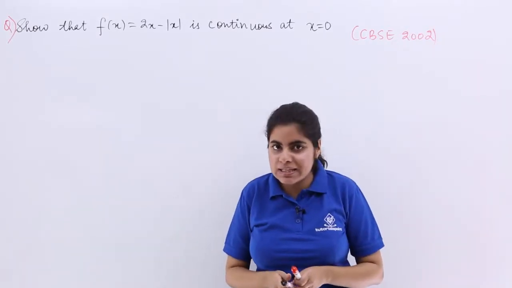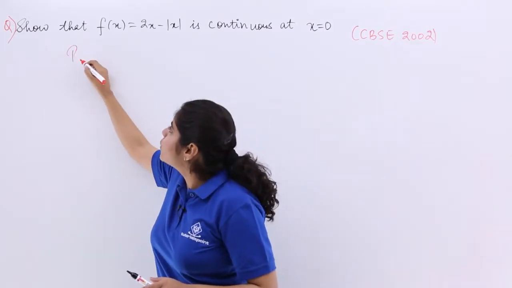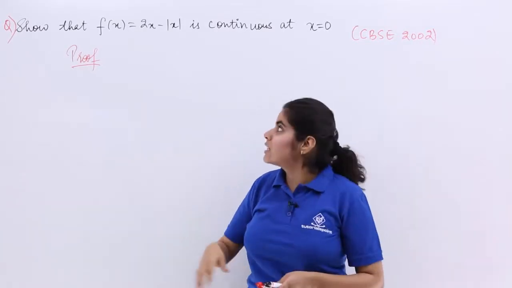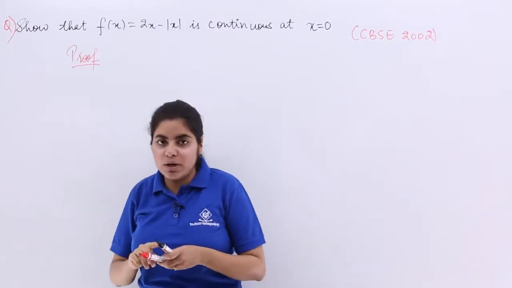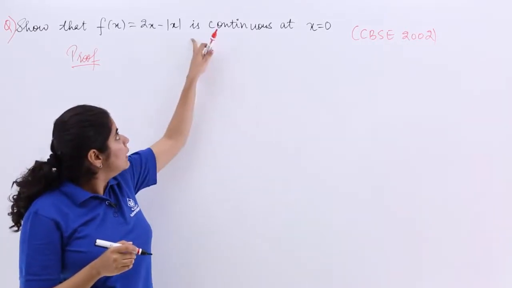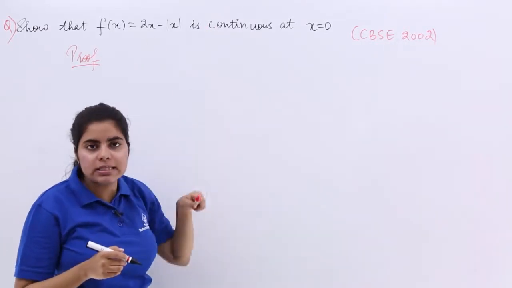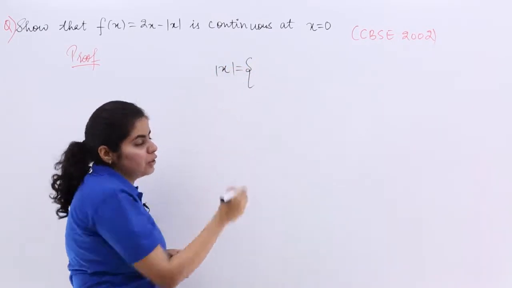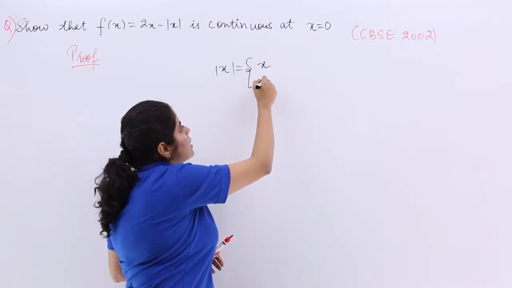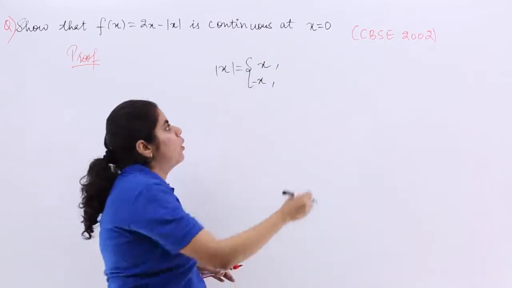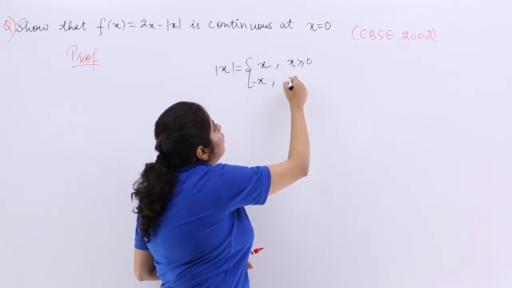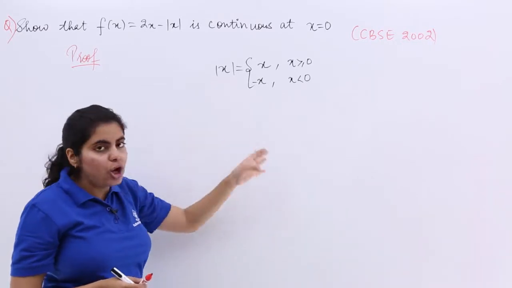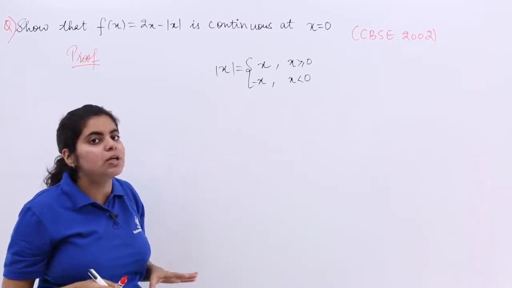So I will not write the heading as solution, rather I will write the heading as proof, because this is a proof question and not a solution question. The function is given to me as f(x) = 2x - |x|. Let me write the function, but first see that this is |x|, and what is the expansion of |x|? I already know |x| can assume two values. Either it can assume the value x or it can assume -x, depending upon whether x is greater than or equal to 0 or less than 0. Because what mod does is, it basically always makes the value positive.